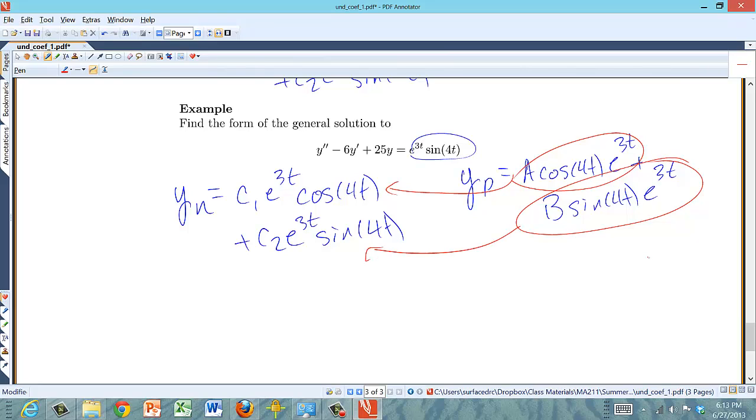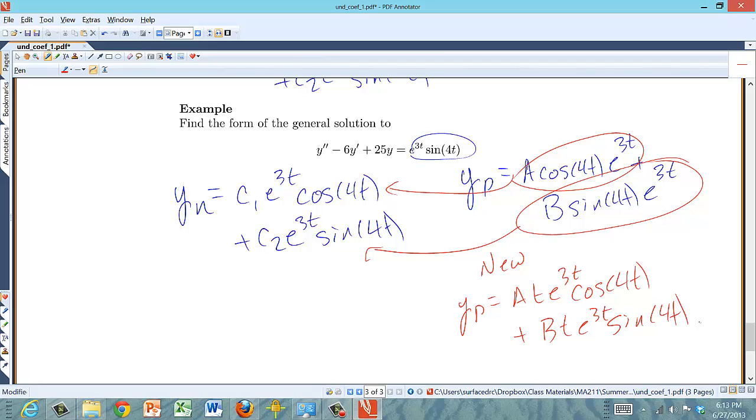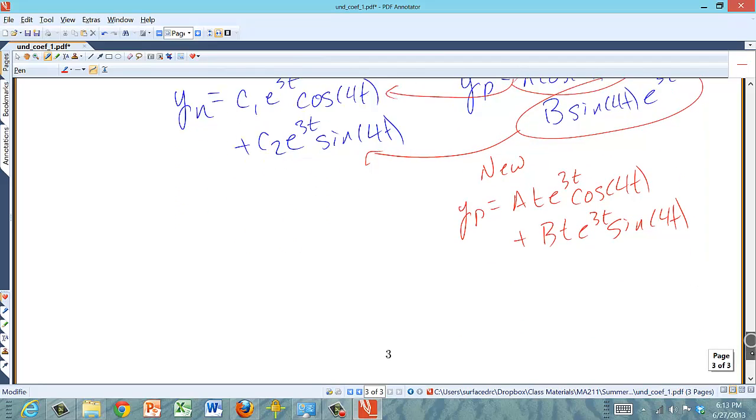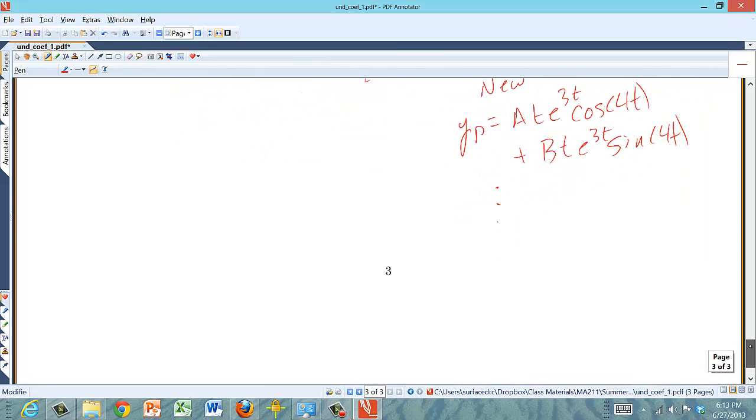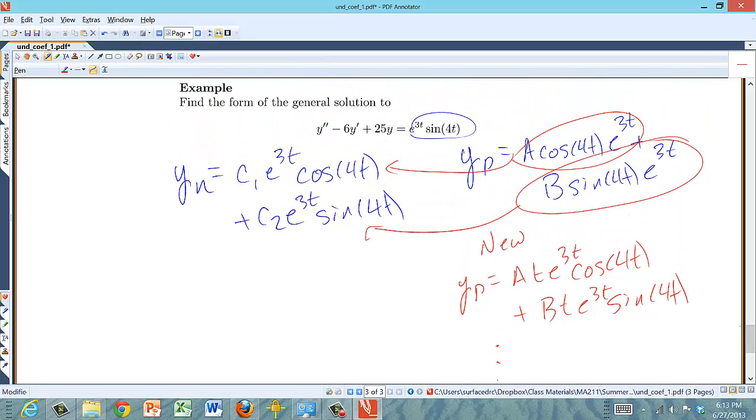And so I better alter my guess to be at e to the 3t cosine 4t plus bt e to the 3t sine 4t. Alright, and that's that. Now you have all the details of the method of undetermined coefficients. We just had to worry about this case.